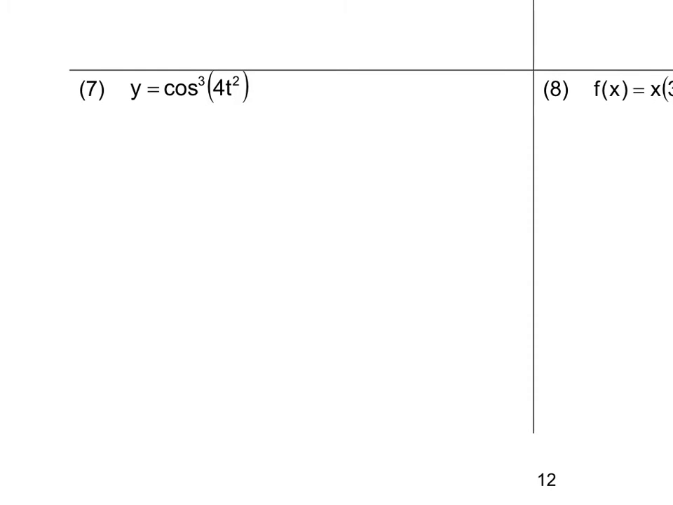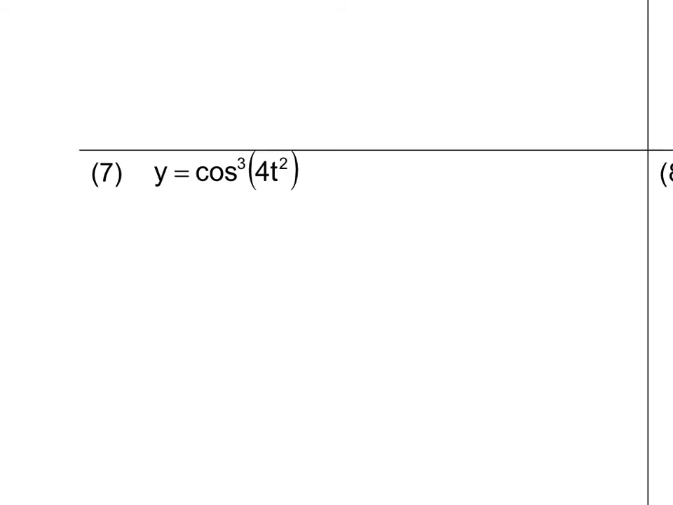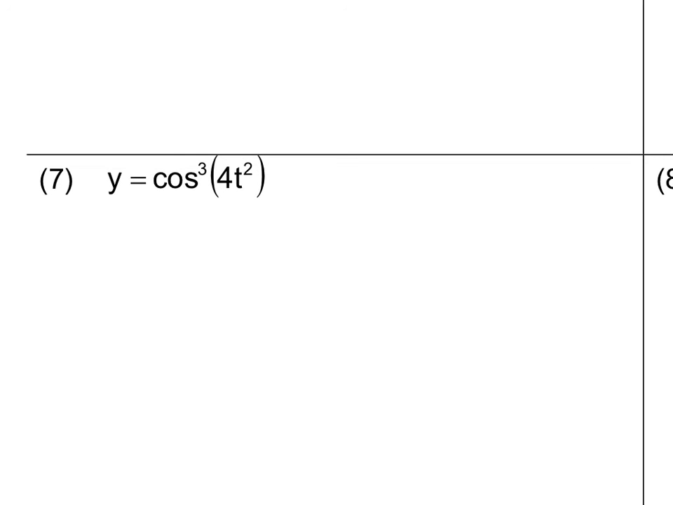So we have cosine of 4t squared, and the whole shebang is then raised to the third power. That's what it means when you put the 3 after the cosine, is that whatever cosine is of is going to be raised to that power, whatever that power happens to be. So a nicer way to write it, or at least a more understandable way of writing it, would be cosine of 4t squared, cubed.